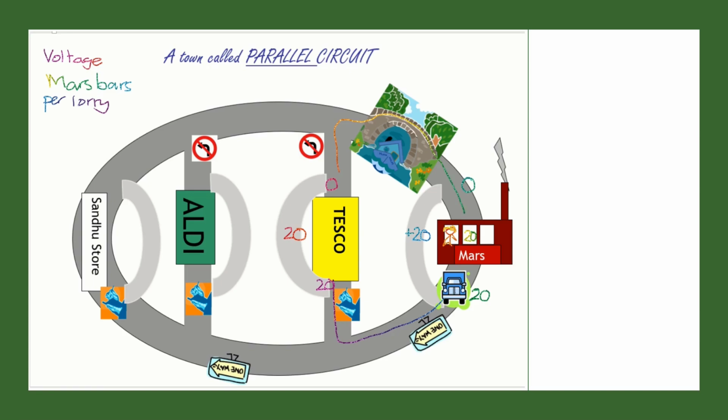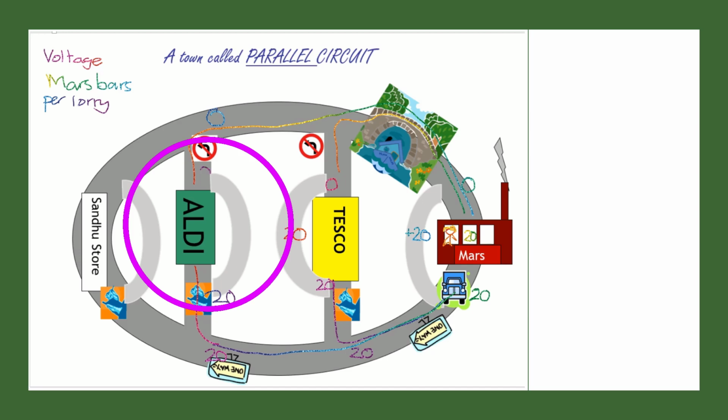Let's have a look at another lorry. This lorry down here, it's going to go to Aldi. Well, we know it's got 20 boxes here. It's got 20 boxes here because it's not made any deliveries. If it delivers to Aldi, it's only going to make a delivery to Aldi, can't go to Sandu stores, has to go this way and over the bridge. So therefore, again, it must have none here. So it's got 20 here. It's got 0 boxes here. So it must have delivered 20 to Aldi.